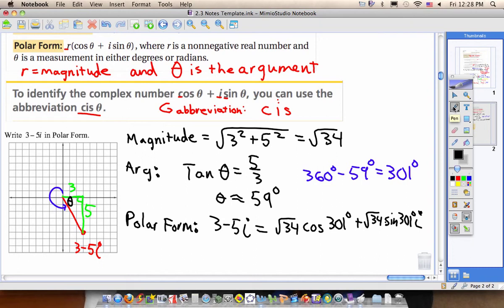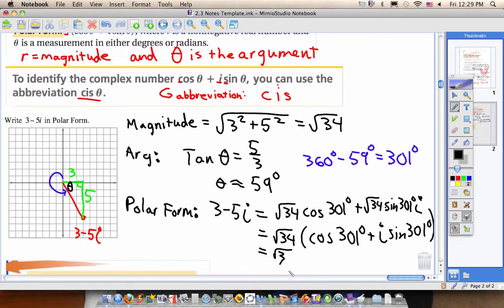Can the argument be negative? Let's see, it could be, like he could have done this, the negative 59 degrees, and that's equivalent geometrically. Typically, you'll see the argument is between 0 and 360, but it will be reduced or changed over to the equivalent angle. And you will also see this written, instead of writing square root of 34 times both of them, that will be factored out. So you'll see the magnitude factored out, and cosine of 301 degrees plus i sine 301 degrees.